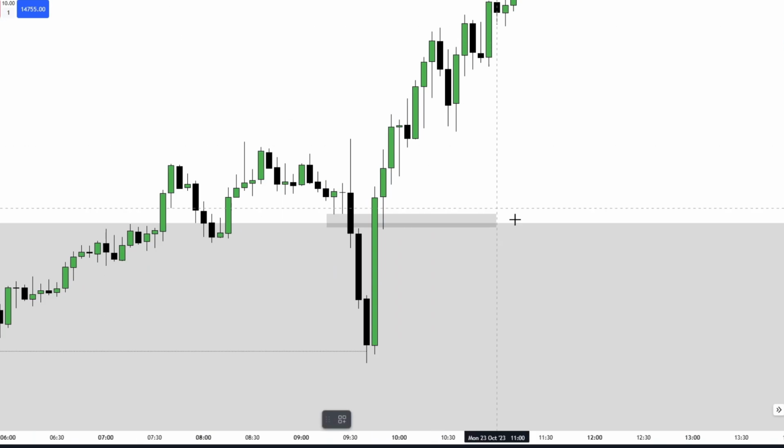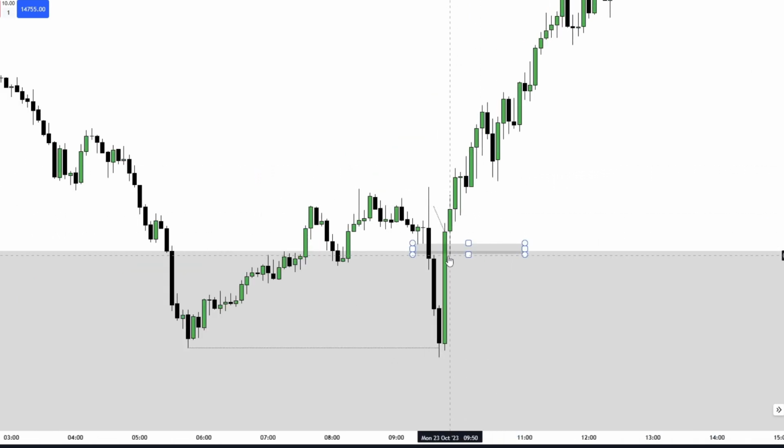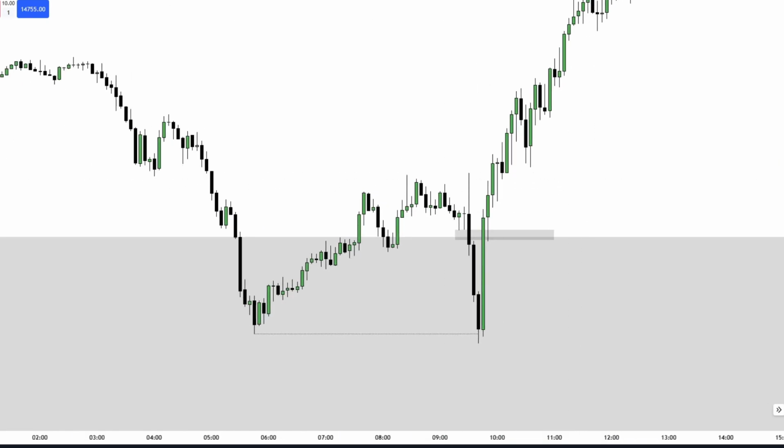So in this case, I actually did not think that we were going to retrace back into the inversion fair value gap. So I placed my entry as soon as this candle closed because I thought that we were not going to trace back into this and then just keep skyrocketing. And my final target was this internal liquidity right here.